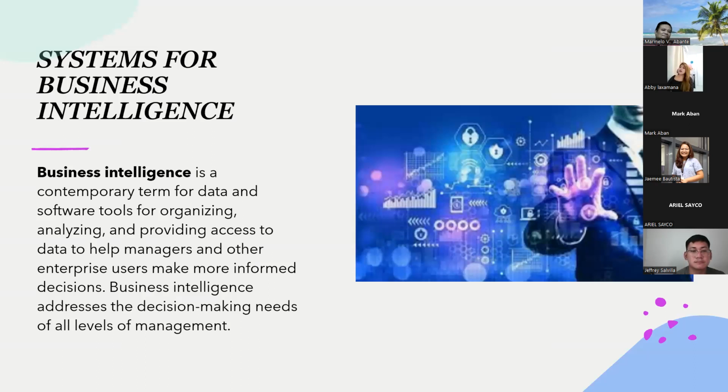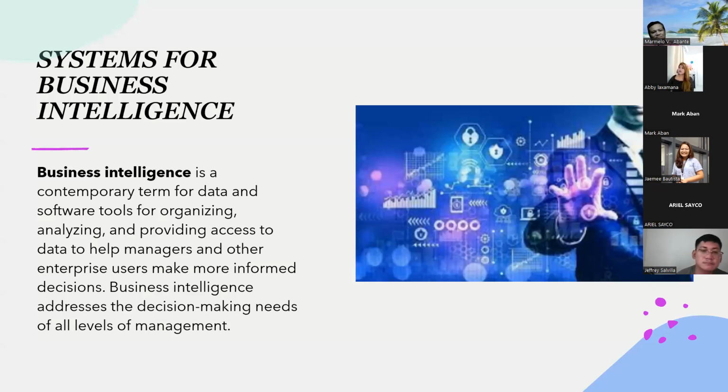So firms also have business intelligence systems that focus on delivering information to support management decision-making. Business intelligence is a contemporary term for data and software tools for organizing, analyzing, and providing access to data to help managers and other enterprise users make more informed decisions. So business intelligence addresses the decision-making needs of all levels of management. This section provides a brief introduction to business intelligence.